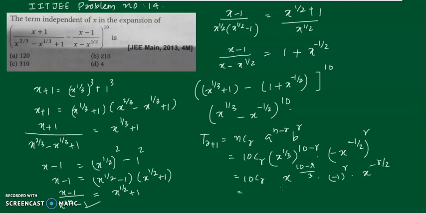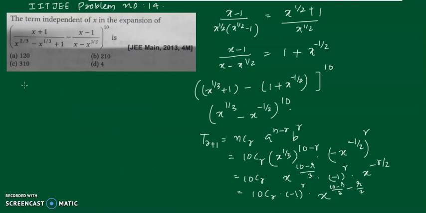So the combined power of x becomes 10Cr into minus 1 raised to r into x raised to (10 minus r) by 3 minus r by 2. For the term independent of x, this power becomes 0. So we get (10 minus r) by 3 minus r by 2 equal to 0. That is 20 minus 2r minus 3r all divided by 6 is equal to 0. That is 20 minus 5r is equal to 0, from which r is equal to 4.